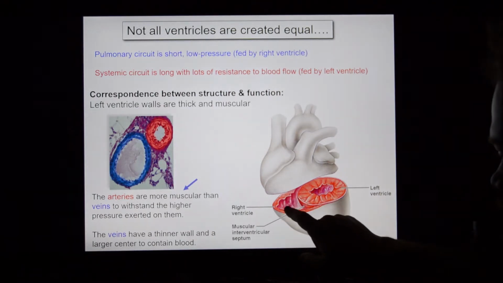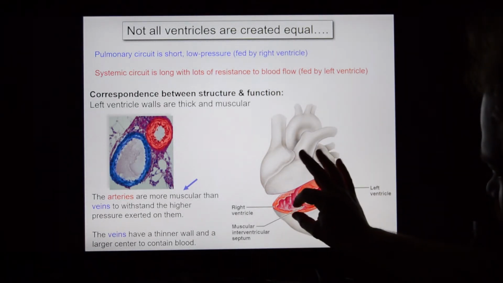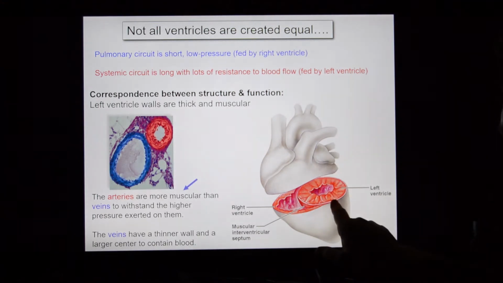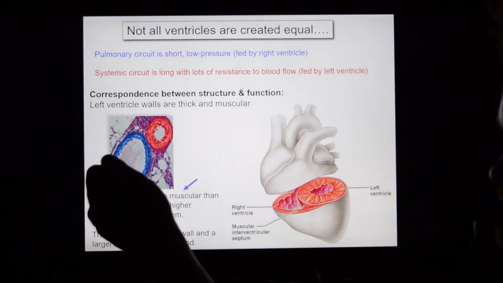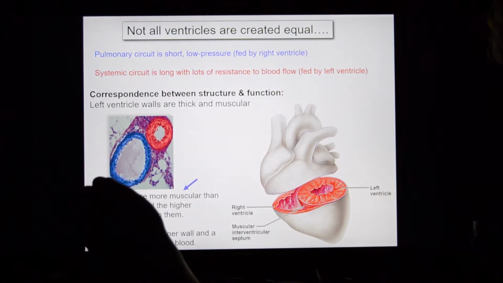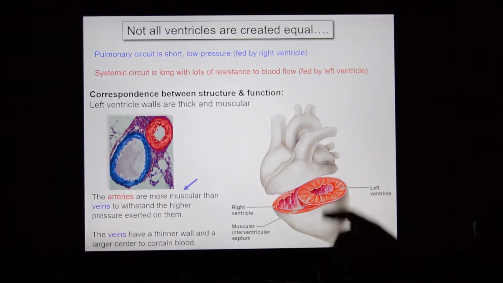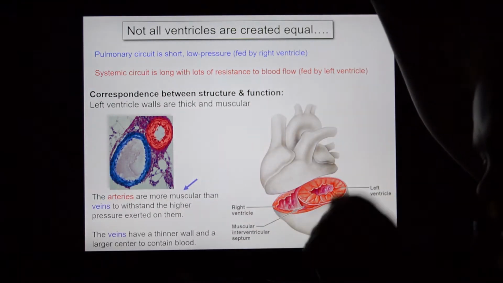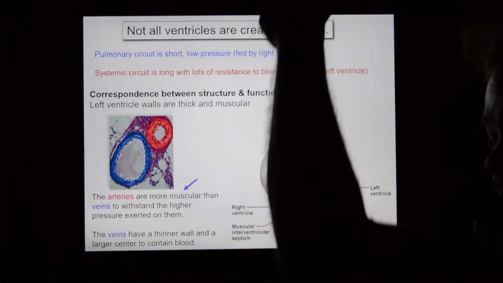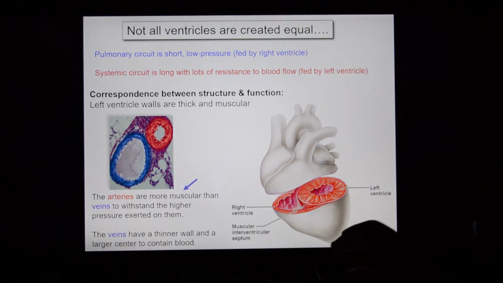The right ventricle, look how thin that muscle is. Very, very thin. And then look at the left ventricle, super thick and muscular. Because the right ventricle just has to pump a little blood to the lungs. It's no big deal. Very simple. But then you have the left ventricle, and it's got to really pump that blood up to the head and down to the toes and back. So it's really working hard.